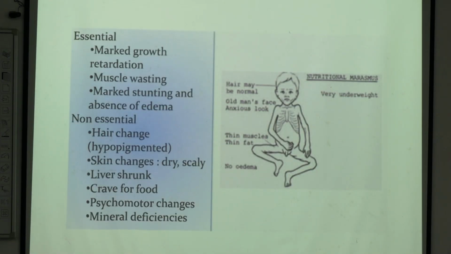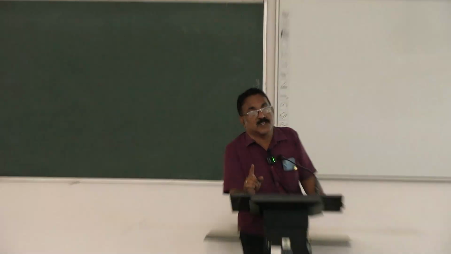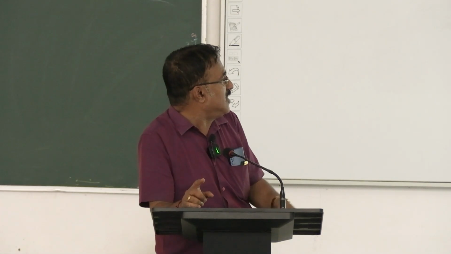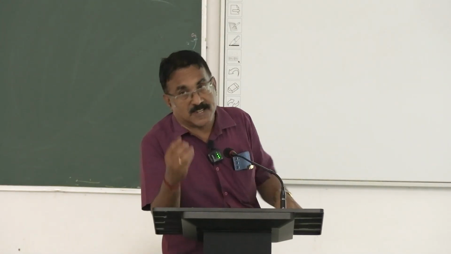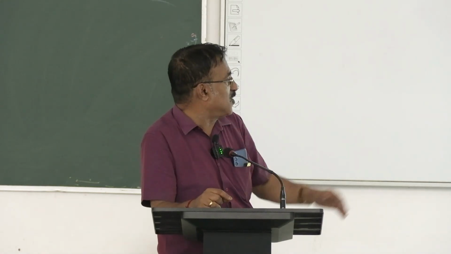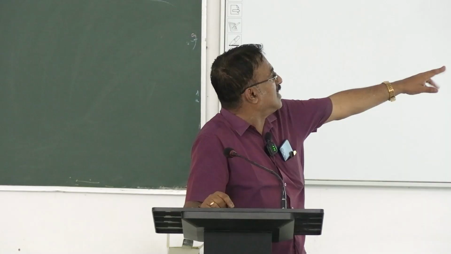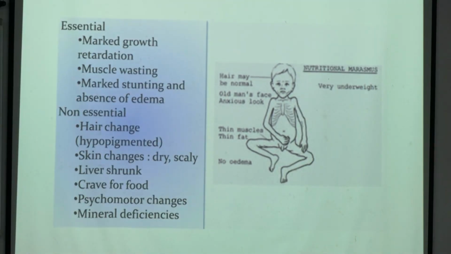So here again there is marked growth retardation, muscle wasting, marked stunting, and absence of edema. There is no edema. Again, hair changes, skin changes, dry, scaly, the liver is shrunk, but the child wants food. The child cries for food. Psychomotor changes, mineral deficiency. If you look at the face, the hair may be normal, old man's face, anxious look, thin muscles, thin fat, but there is no edema at all.